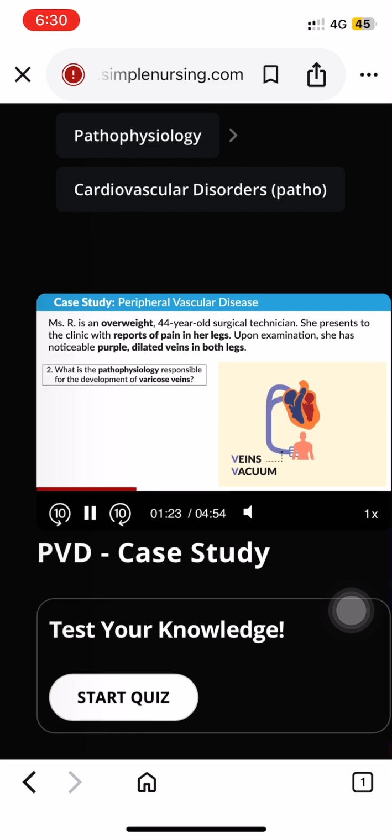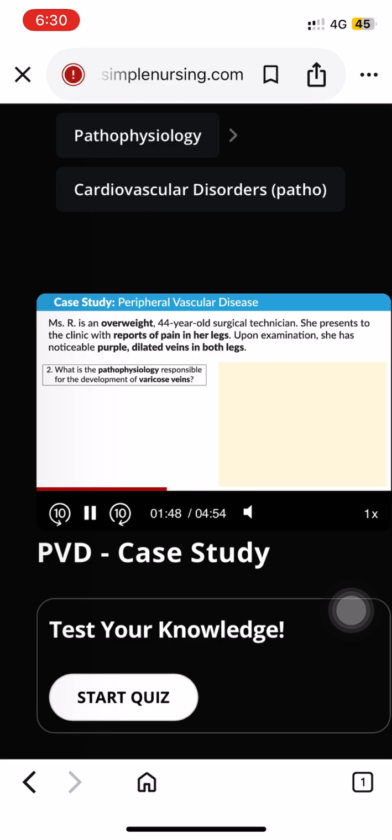So remember, veins vacuum deoxygenated blood from the body and back to the heart. And also, arteries pump oxygenated blood away from the heart. So with varicose veins, there is stasis, or basically pooling of fluid within the veins. The blood isn't being vacuumed back to the heart, and now it's just sitting around inside the veins.